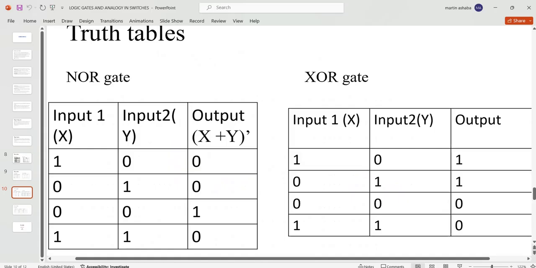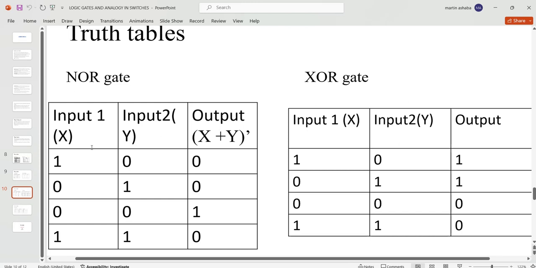Hello everyone. In this lecture, we are going to look at the operation of the NOR gate and the exclusive OR gate. Let's right away look at the truth table for a NOR gate. A NOR gate is basically an OR gate that has been negated. In other words, the output of an OR gate is going to be passed through a NOT gate. Then that output is what we get for a NOR gate.